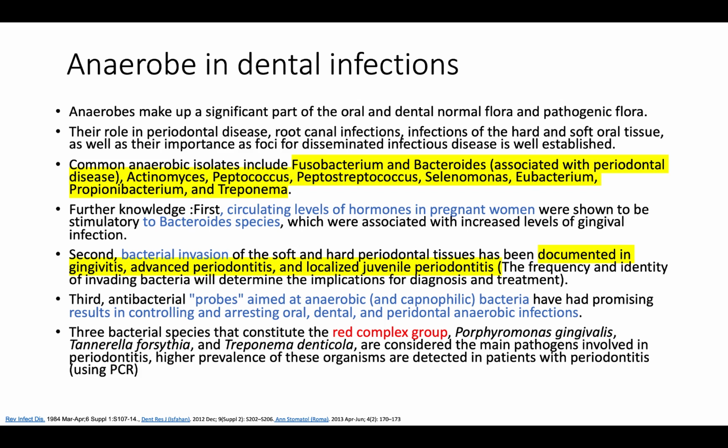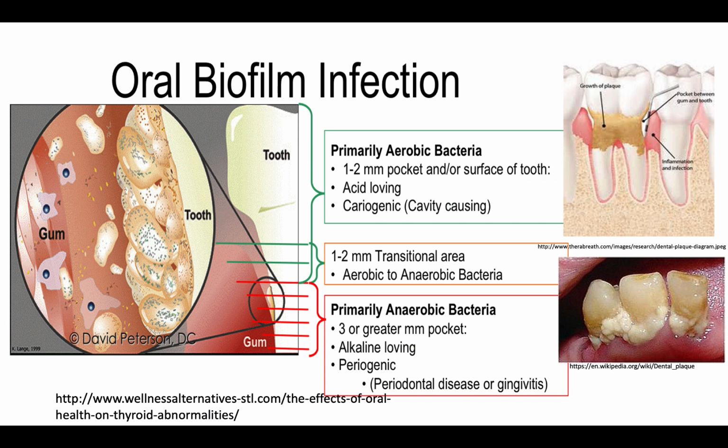So the main pathogens in these gingival diseases: Porphyromonas, Tannerella, and Treponema are considered the main pathogens involved in periodontitis, and then they are regionally detected using PCR.